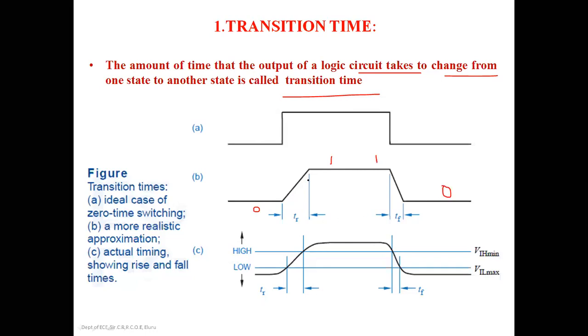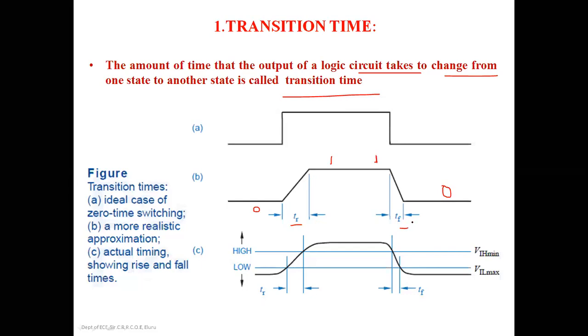So there are two timings here. The time to change from 0 to 1 is called the rise time. Another possibly different time is the transition time from 1 to 0, which is called the fall time. Rise time and fall time.